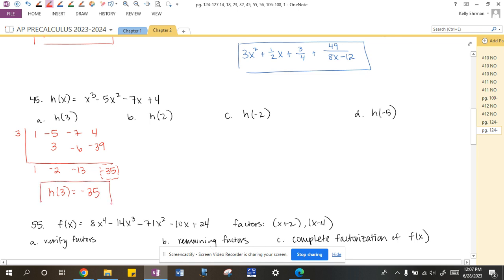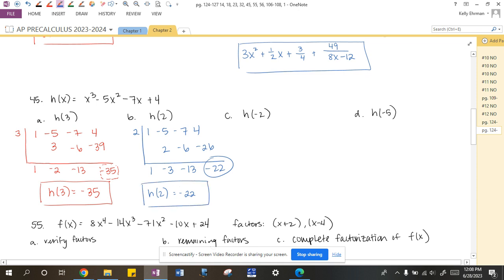So according to this, h of 3 is equal to negative 35. I'm not going to verify another way, but if I plug 3 back in here, our old traditional way, before today, if I said find h of 3, you would just kind of plug and chug away. You should get negative 35 as well. Evaluate h of 2. So put 2 on the outside of synthetic division. Drop down, multiply, add, multiply, add, multiply, add. The remainder is the function value, evaluated at 2.